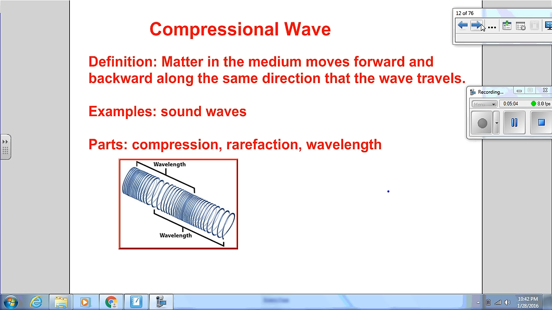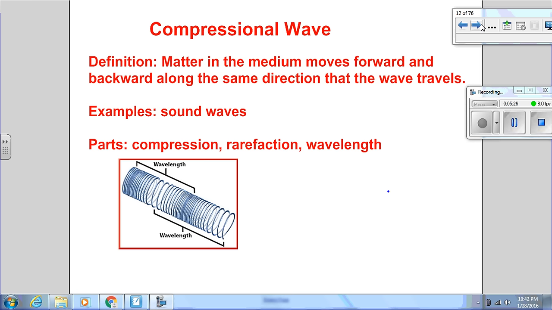Now let's look at a compressional wave. A compressional wave will make the medium move forward and backward along the same direction. So with a compressional wave, you've got the medium and the wave moving back and forth in the same direction. When it goes through, it causes the matter to go back and forth in the same direction that the wave is traveling.